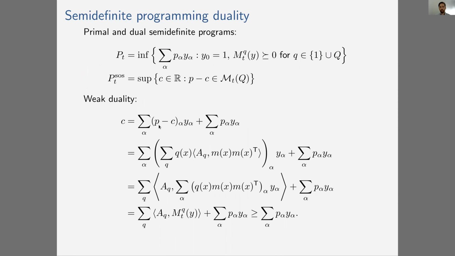I wanted to say P minus C lies in the truncated quadratic module. Hence, it can be written as a weighted sum of squares, right? These are the weights, Q of X. And as you saw in the exercise yesterday, a sum of squares polynomial we can write like this, where AQ is some positive semidefinite matrix. But now we have C minus P, so there should be a minus in front of this, right?